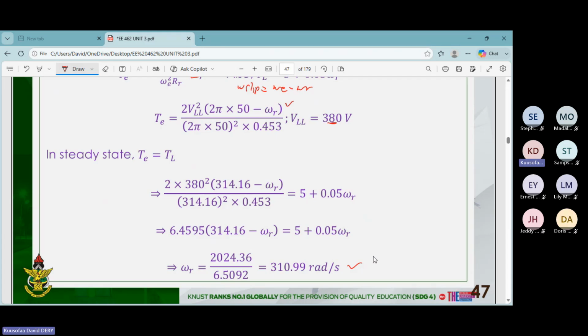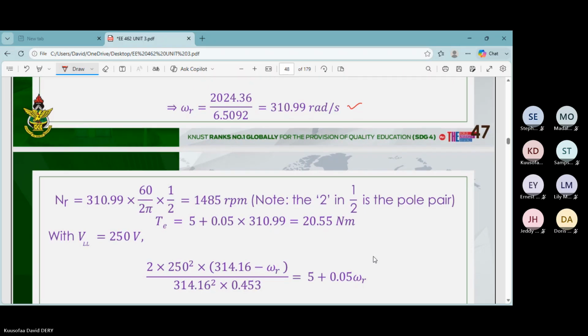Then you have to convert this to the mechanical speed, right? So since we need to convert this to mechanical, let's take note of the P that is there. So this is omega R, and we have to convert it to mechanical speed. This is in rad per second. So if you want it in RPM, you multiply by 60 over pi and divide it by P, which is the number of pole pairs, to get the mechanical speed in RPM.